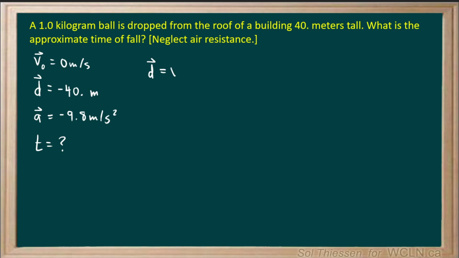Displacement is equal to initial velocity times time plus 1/2 acceleration times time squared. Our initial velocity is 0, so this whole term will go to 0. We'll have displacement equals 1/2 acceleration times time squared. Now to get time on its own, we're going to multiply both sides by 2 over acceleration.